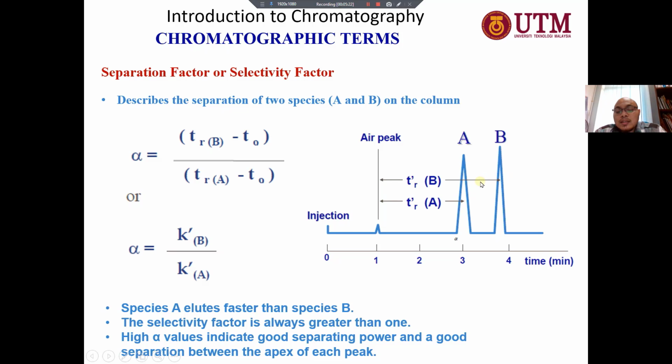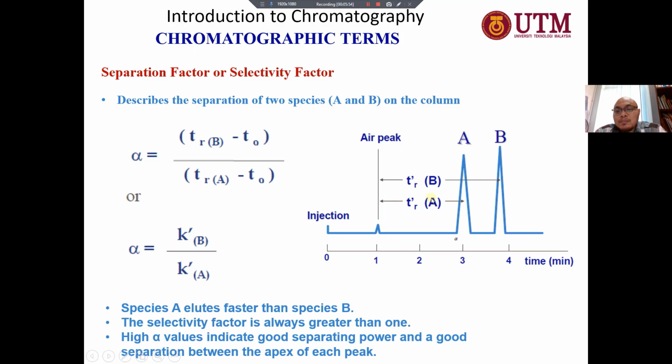in the separation or selectivity factor, you need to use the adjusted retention time. The adjusted retention time of peak B divided by the adjusted retention time of peak A. This is the selectivity factor. The selectivity factor is always greater than 1. A high selectivity factor indicates good separating power and good separation between a pair of peaks.